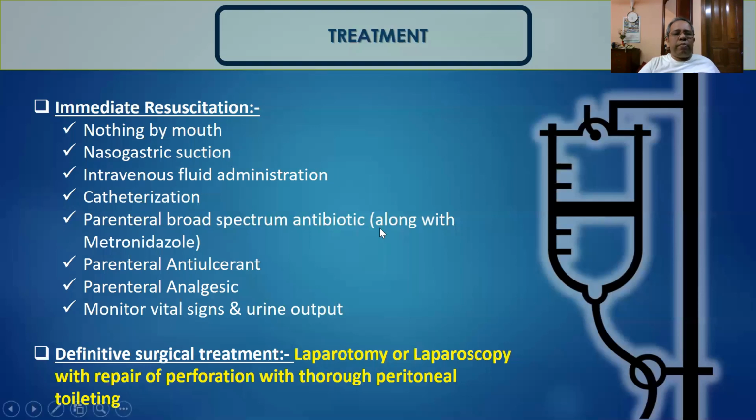With intravenous fluid administration, you must do catheterization to monitor the urine output, because the urine output can tell you about the hydration status of the patient, and the color of the urine. That can tell you whether the fluid is corrected.